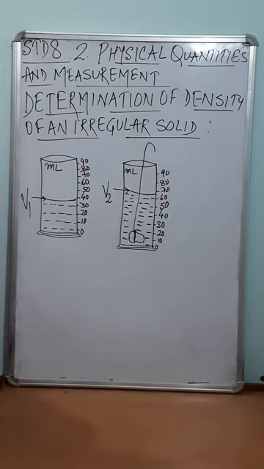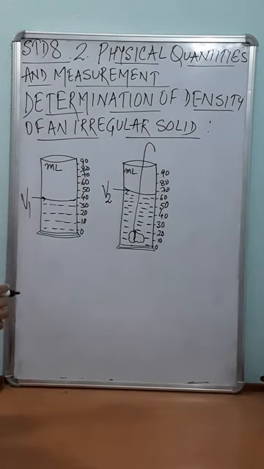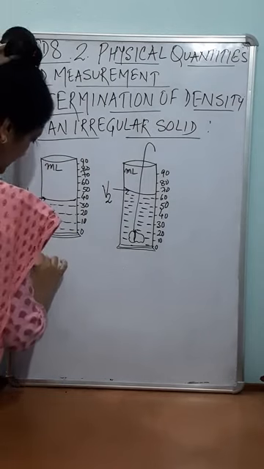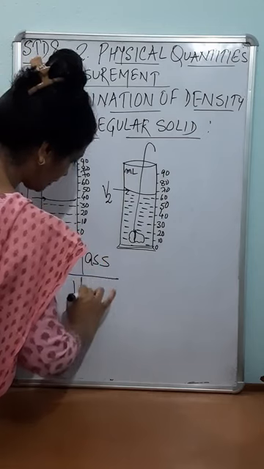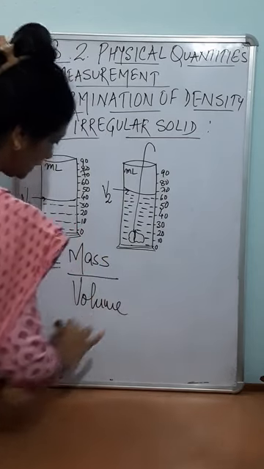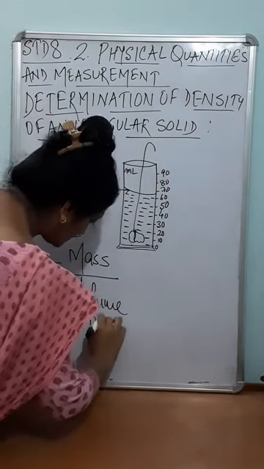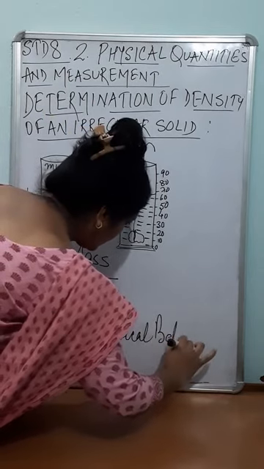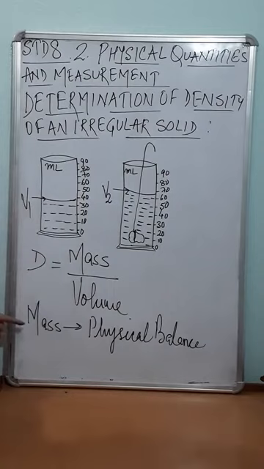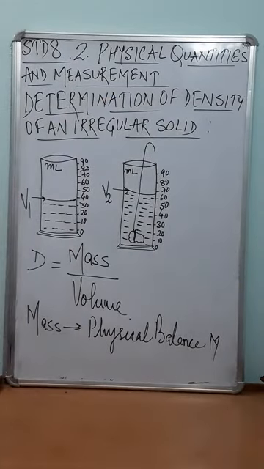The irregular solids, for example, if we are to find out the density of a piece of a stone, then to find out its density, we are to find out the mass of the stone and we are to find out the volume. We can find out the mass of the stone using a physical balance. Using a physical balance, a beam balance, we can find m, the mass of the stone.